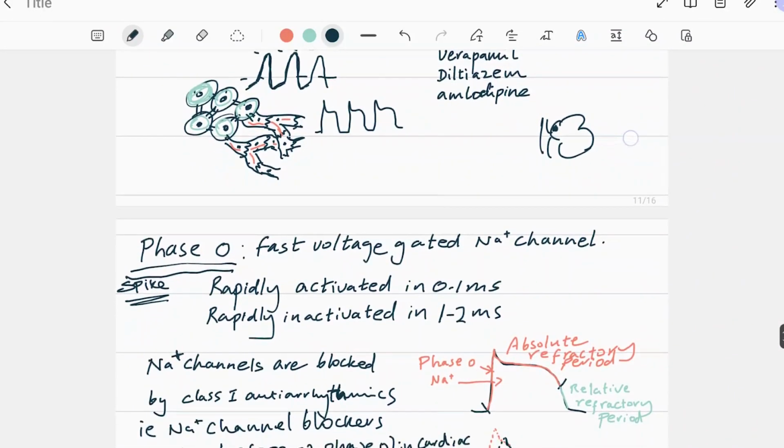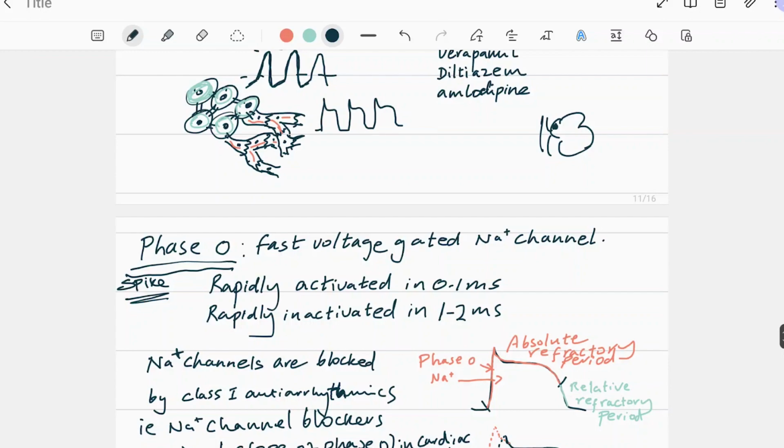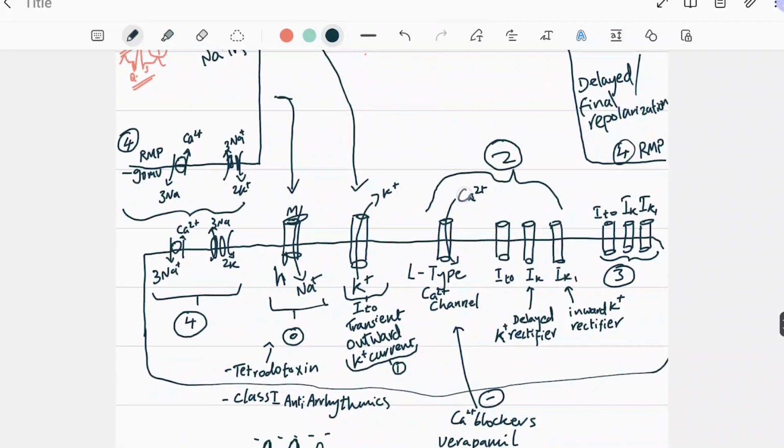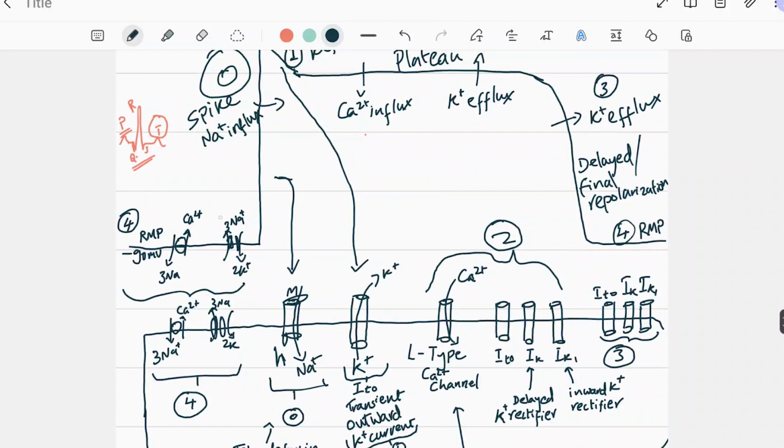The first stage we'll talk about is phase 0. First of all, there was RMP, resting membrane potential, that's phase 4, and the RMP of this cardiac muscle was minus 90 millivolts. This minus 90 millivolts is because there was a sodium potassium ATPase pump, which is maintaining that ionic concentration and getting rid of excess sodium which got into the heart during action potential. At the same time, there's this sodium calcium exchanger that gets rid of calcium from the cytoplasm of the heart.